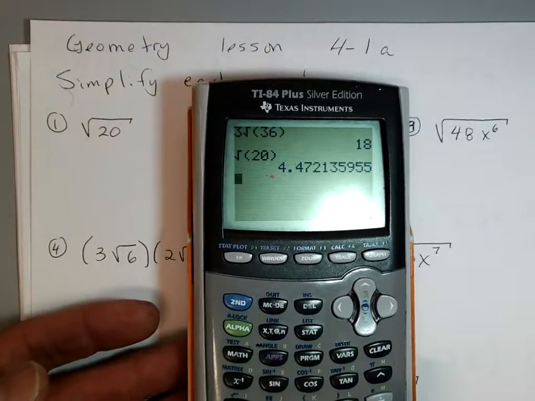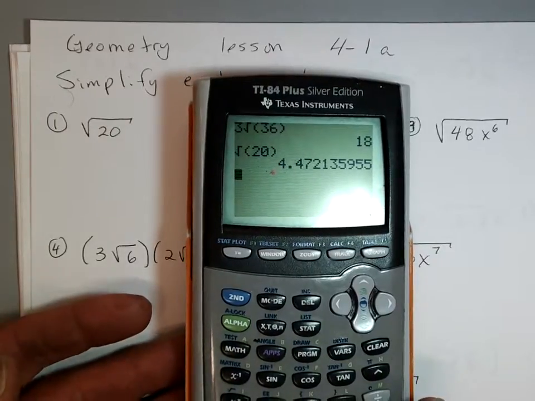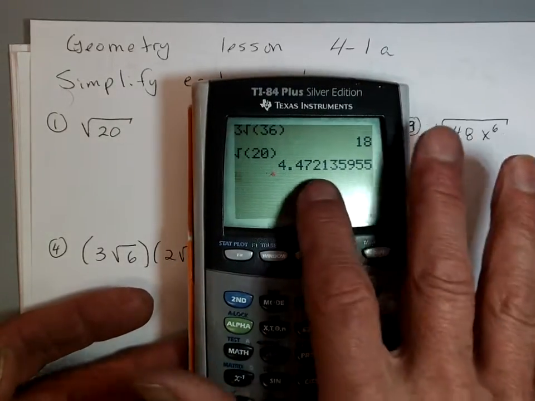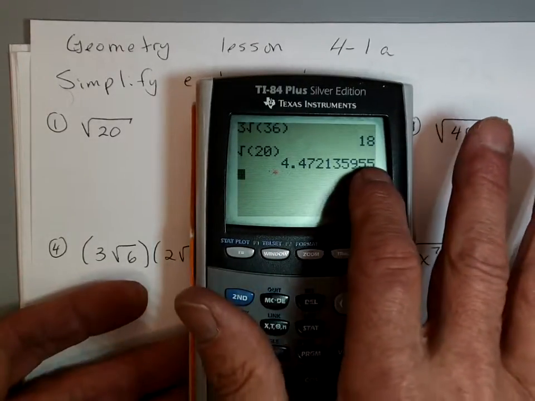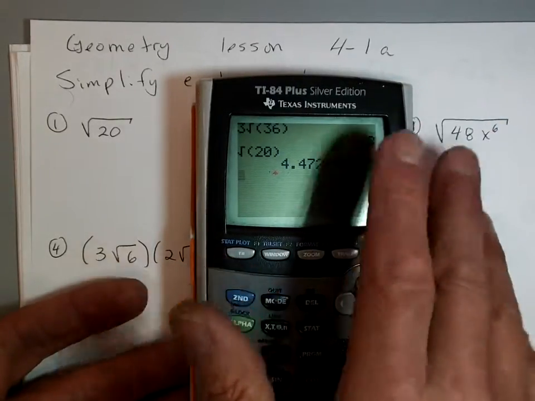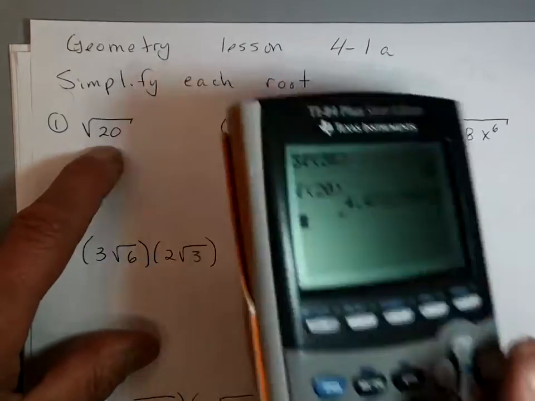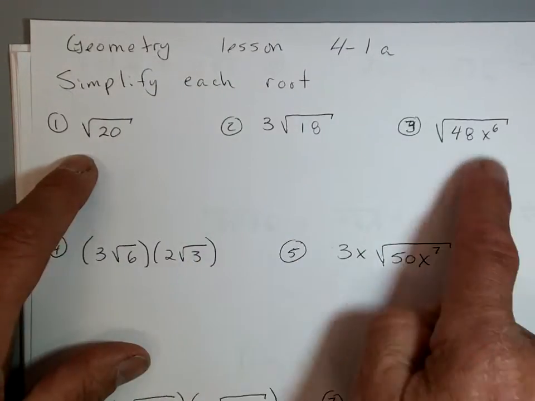This is a number like pi. It's an irrational number, okay? As an irrational number, this number never ends. This is not the exact answer. So in order to keep it exact, what we're going to do is keep it in square root form. However, within these square roots are perfect squares.